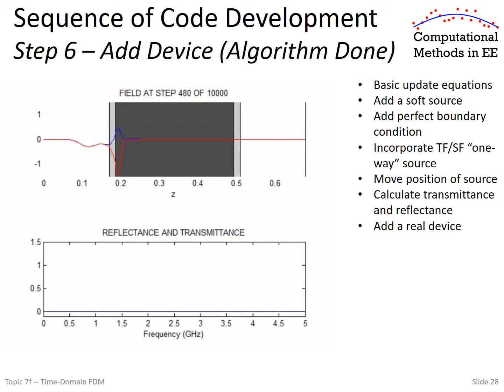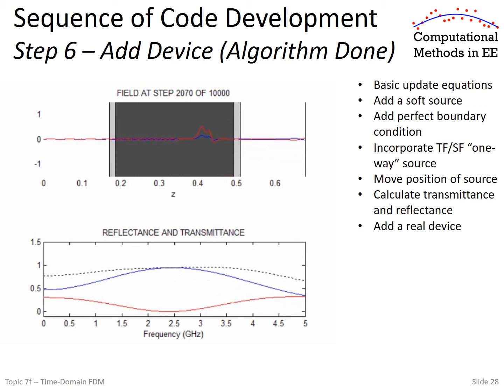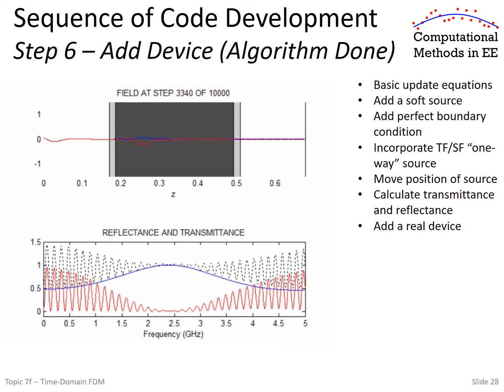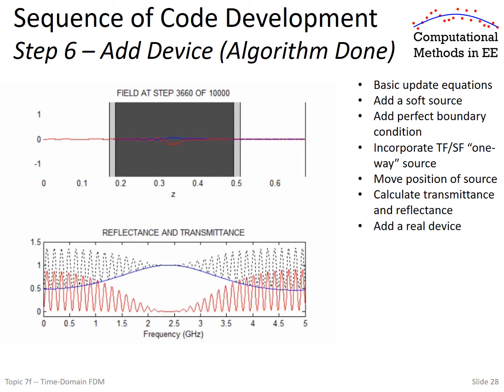Now we're finally ready to add a device in there. So we can add a device. We can watch our fields interact with it, and we're calculating transmission and reflection. Now watch what happens. We now suddenly see this dashed black line. The dashed black line is transmission plus reflection. That should be 100% all the way across, and it's not, and that's crazy. What on earth is going on here?